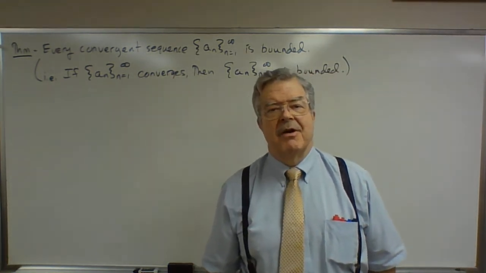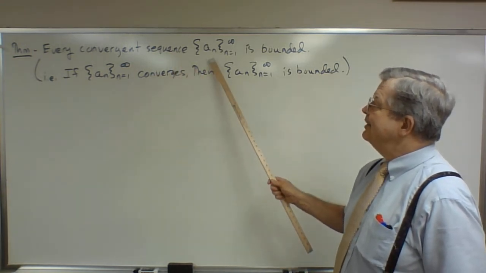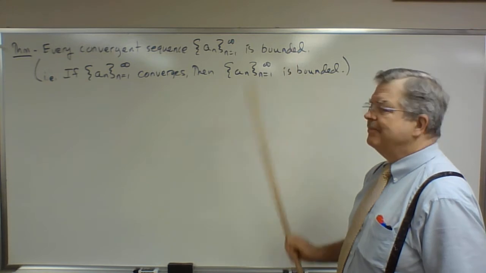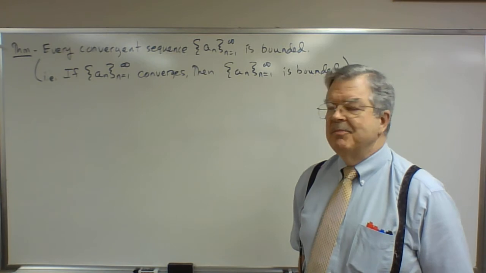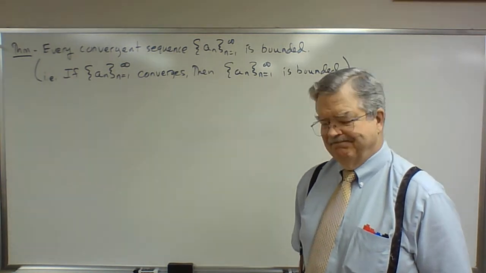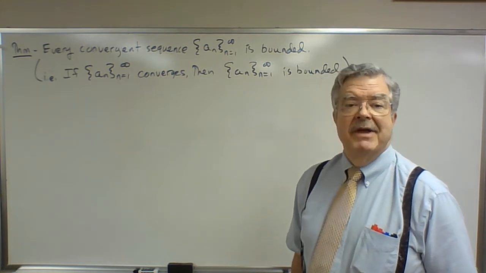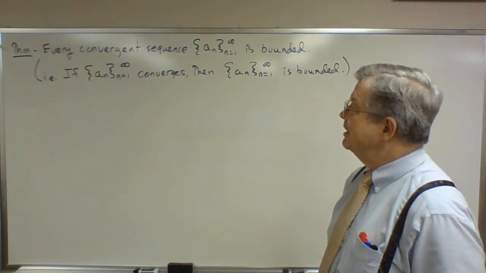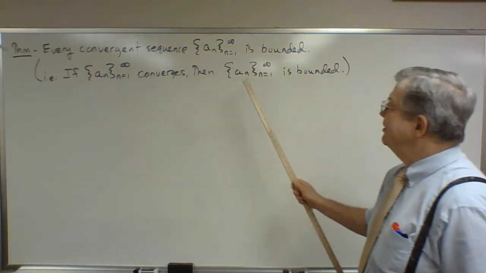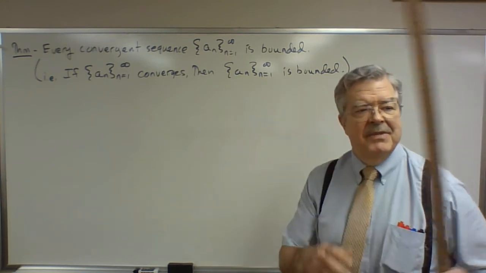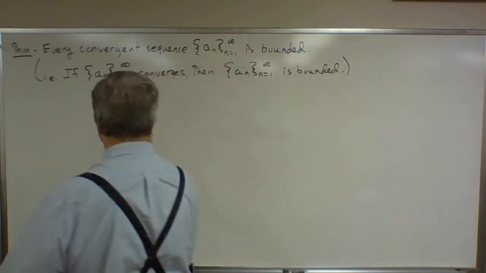We're going to start off with the statement of this theorem: every convergent sequence is bounded. Now, in order to make this a little bit easier to prove, we'll put the statement of this theorem in the form of a conditional statement. If the sequence a sub n converges, then the sequence a sub n is bounded. So we can clearly identify our hypothesis and conclusion.